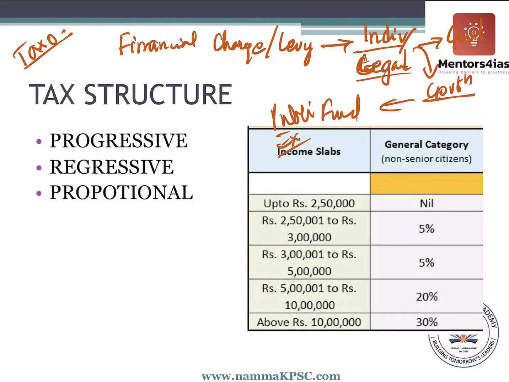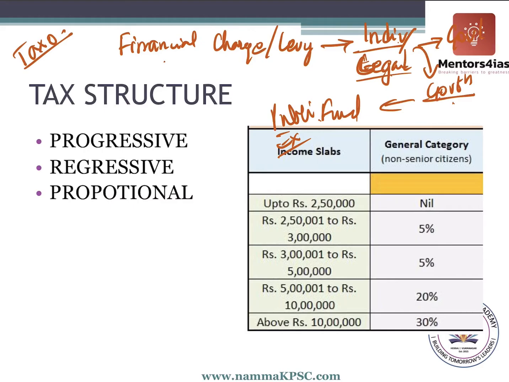So these are nothing but financial charges levied on individuals or any legal entity by the government in order to fund public expenditures, right? So these are compulsory. It's not voluntary that, oh, you come and donate. No, it is compulsory. Now we will discuss some aspects of taxes, classify them, etc. And in the next video, we will be discussing direct taxes.